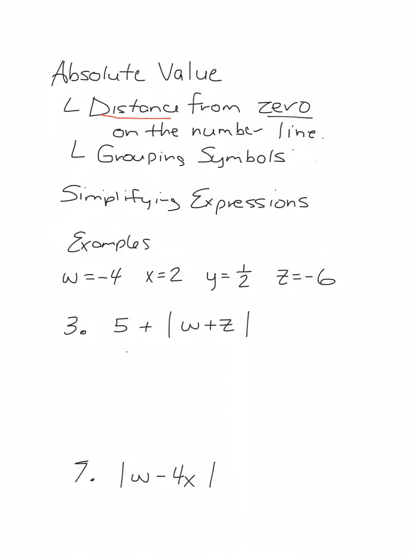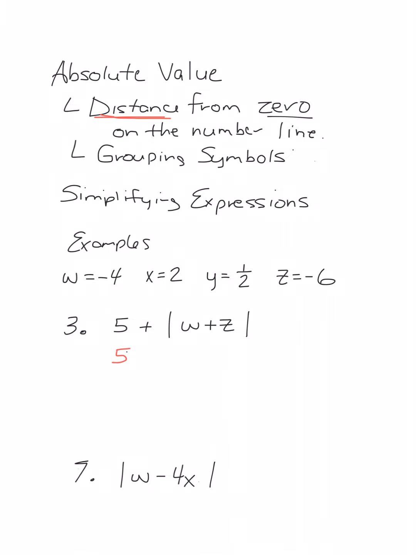Absolute value symbols are also grouping symbols, so they're like parentheses. So when we simplify expressions, we're going to do those first. So just a couple examples here. These are found in your study guide. This is actually number 3.